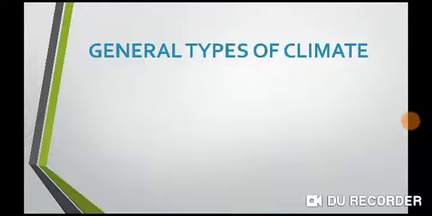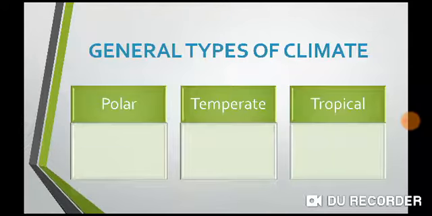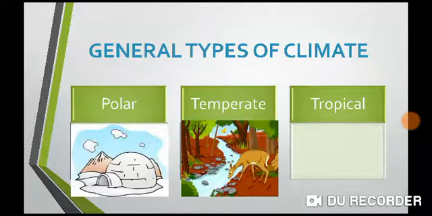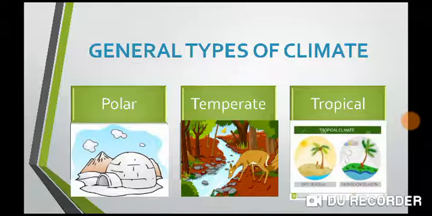Today's topic is general types of climate. There are 3 general types of climates: polar, temperate and tropical.